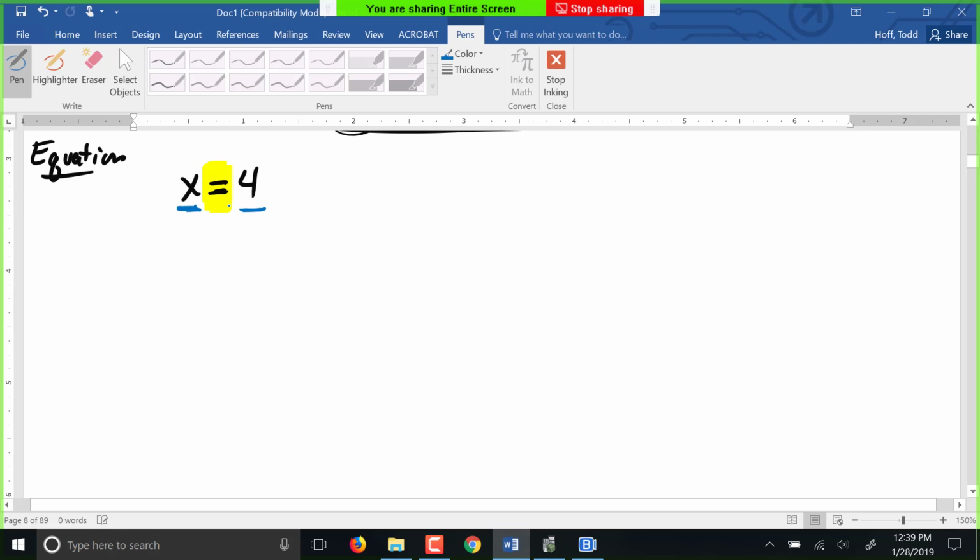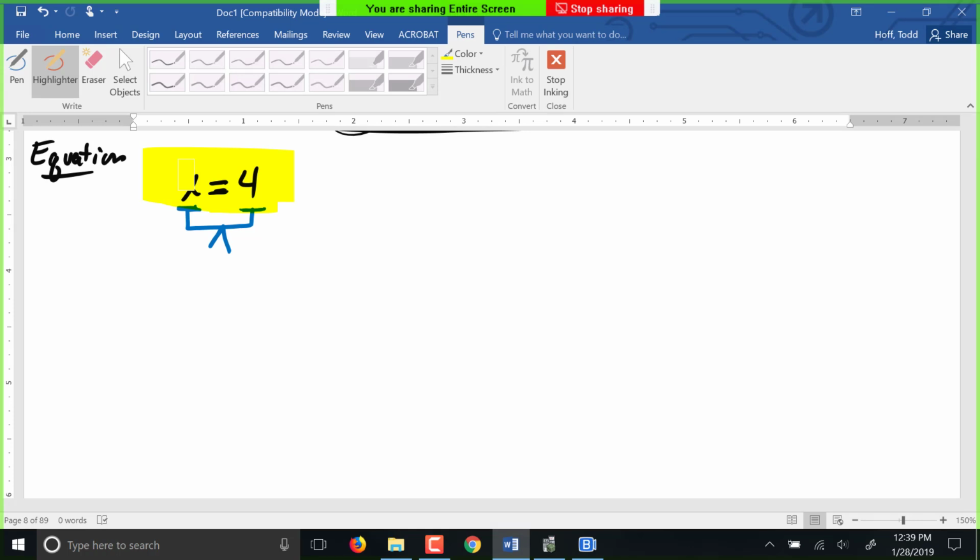In fact, one way we can think about it is as a balanced scale. What's on one side exactly balances what's on the other side. Now, all equations start out in this form, as a variable equals a number, or a number equals a variable. They're built up from there.